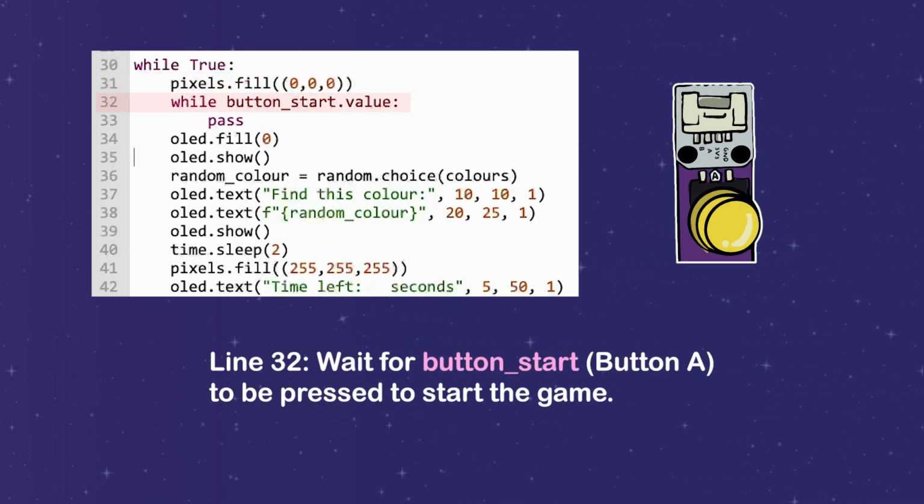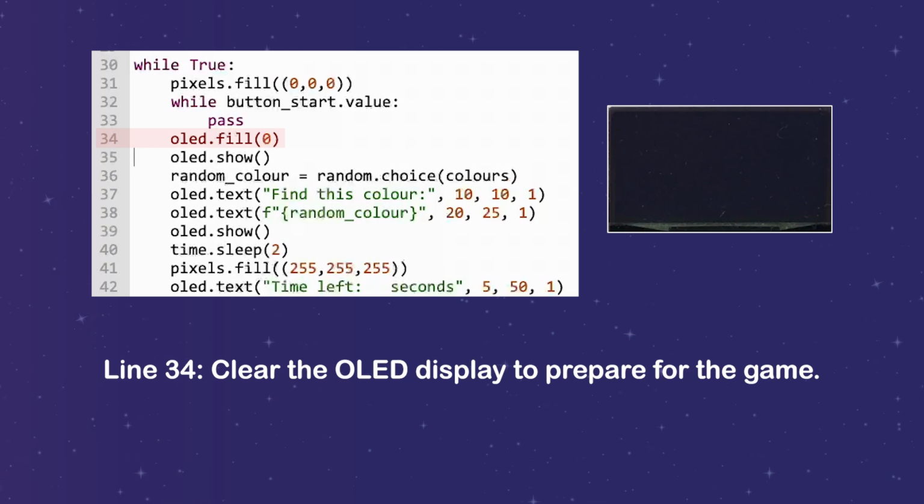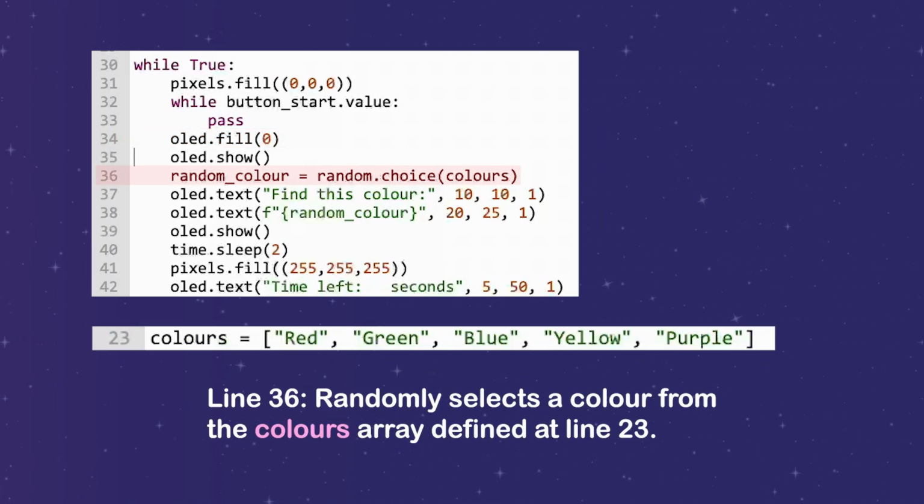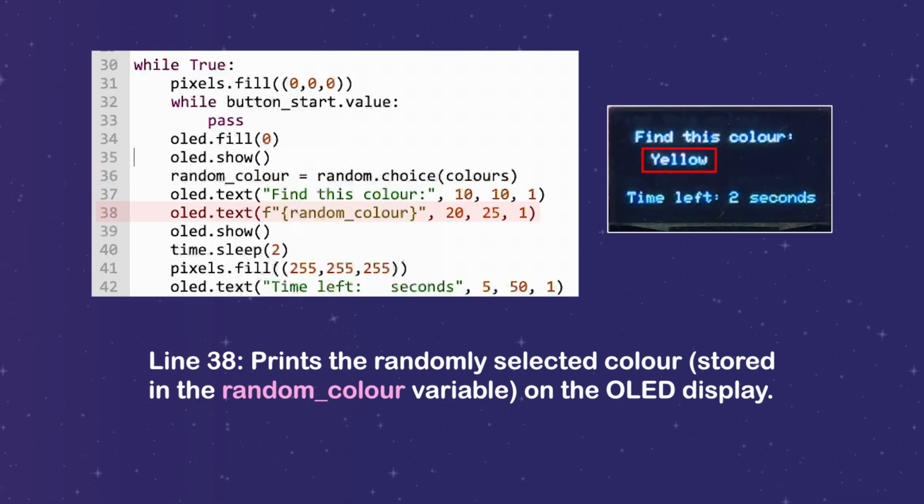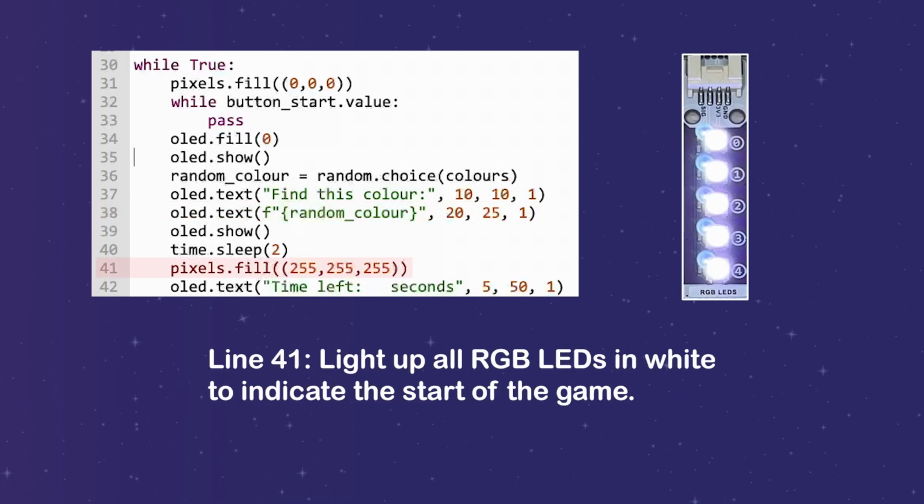Line 32, wait for a button start to be pressed to start the game. Line 34, clear the OLED display to prepare for the game. Line 36, randomly selects a color from the colors array defined at line 23. Line 38, prints the randomly selected color on the OLED display. Line 41, light up all RGB LEDs in white to indicate the start of the game.